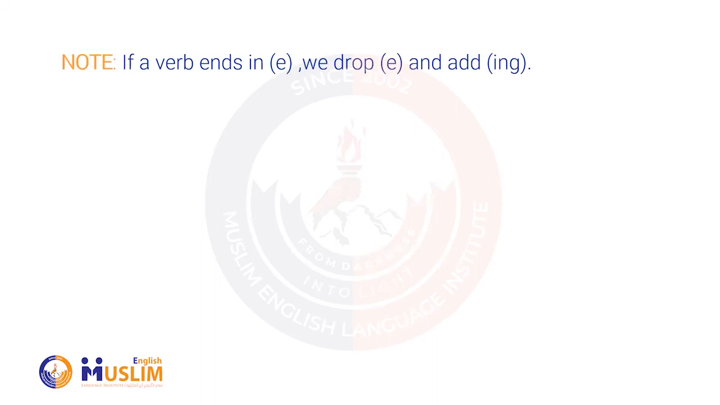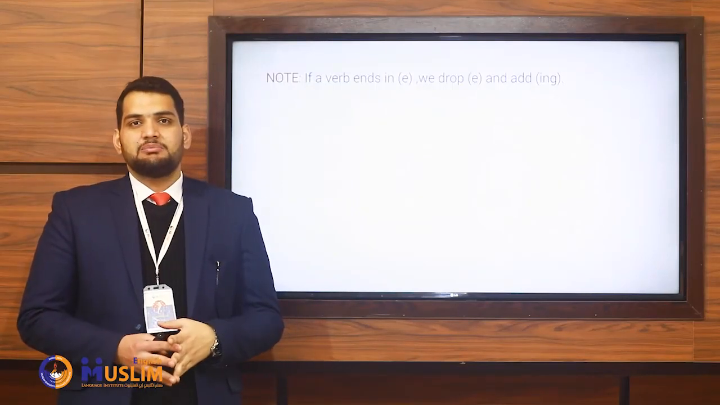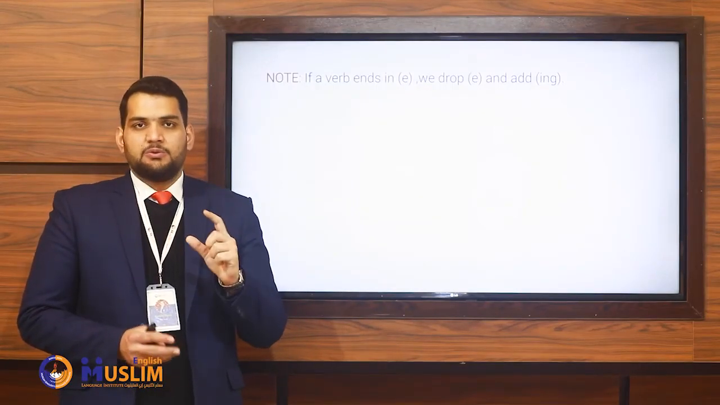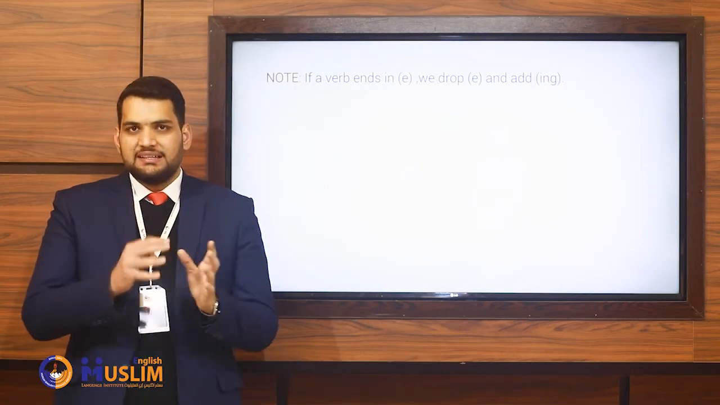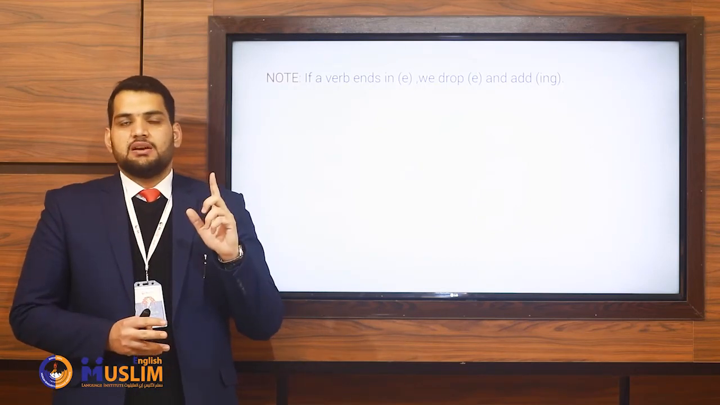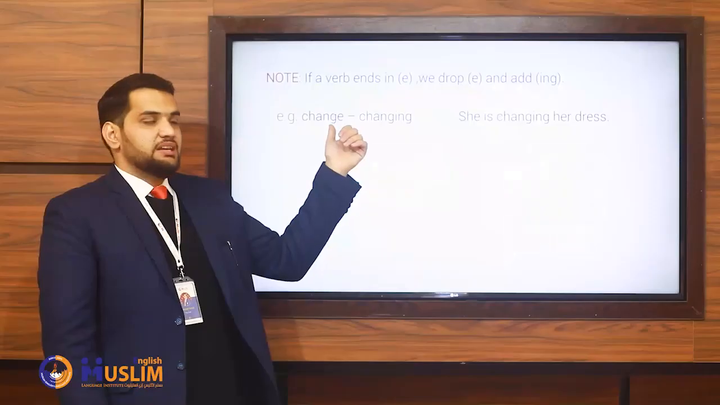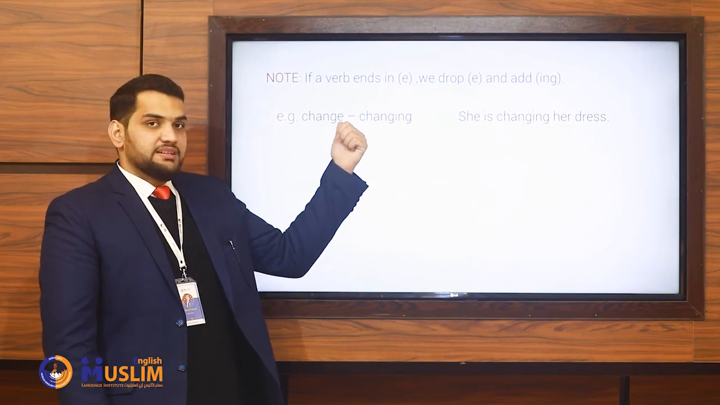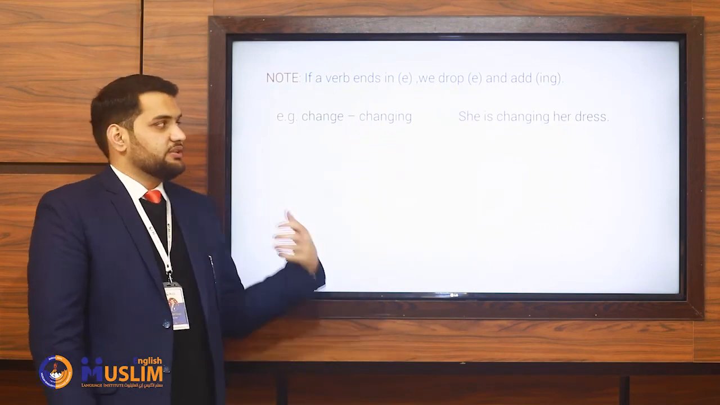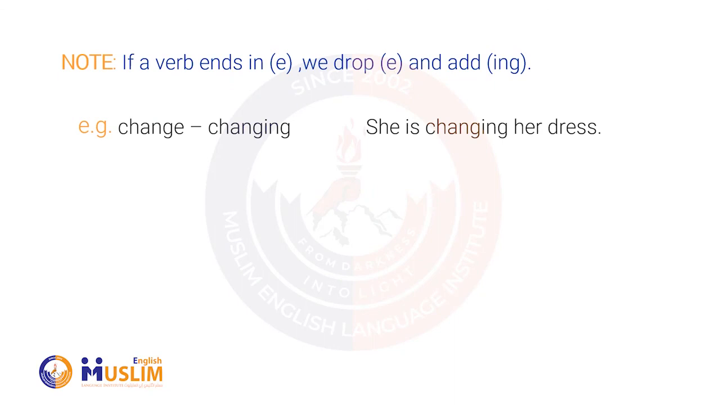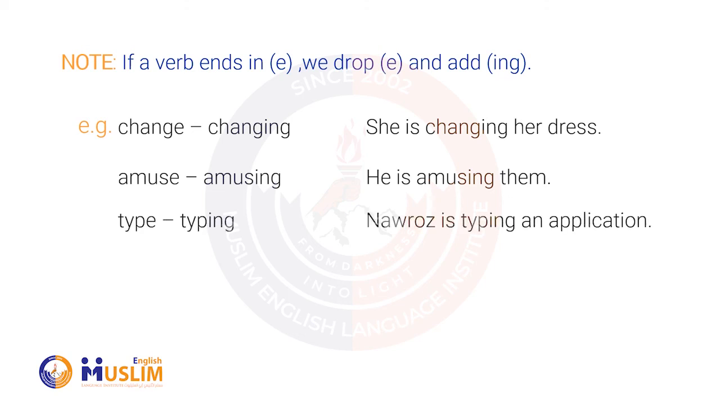If a verb ends in E, we drop E and add ing. When there is a verb and it simply ends in E, we drop that E, we omit that E, and instead of that, we just write ing. For example, change. What do you have at the end of change? E. We remove this E and write ing. Change, changing, like she's changing her dress. Amuse, amusing. He is amusing them. Type, typing. Like now Rose is typing an application.